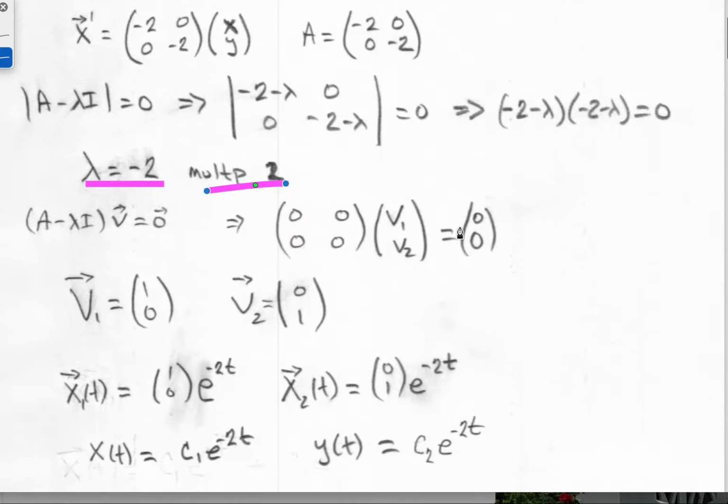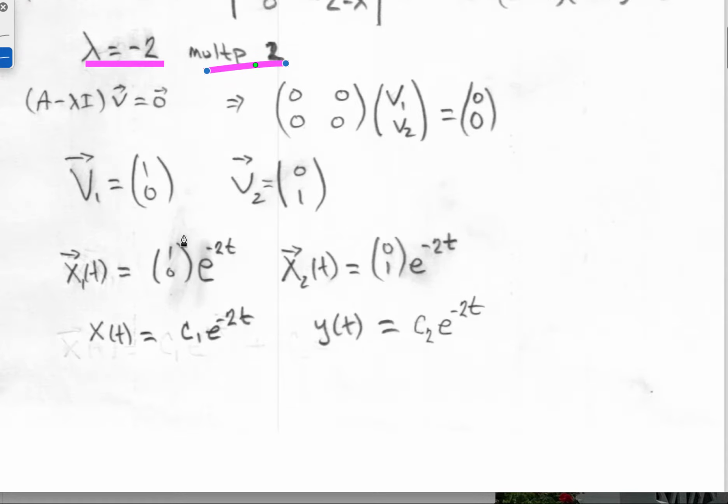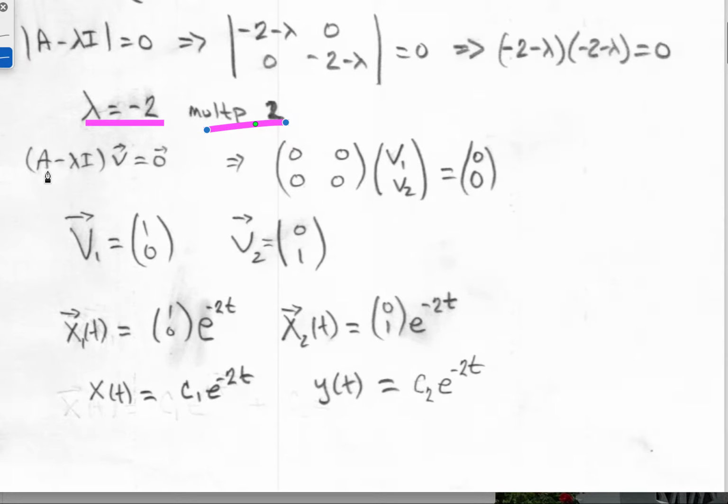I apologize, when I scanned my paper it looks like I have lots of smudges here. Anyways, when I have A minus lambda I times a V vector equals 0, and I put in -2, I end up with the 0 matrix. So there are infinitely many choices for my eigenvector that, when I multiply by 0, 0, 0, 0, I'm going to get 0, 0. The only restricted choice is that the eigenvector can't be 0, 0. What I need to find then is 2 linearly independent eigenvectors.